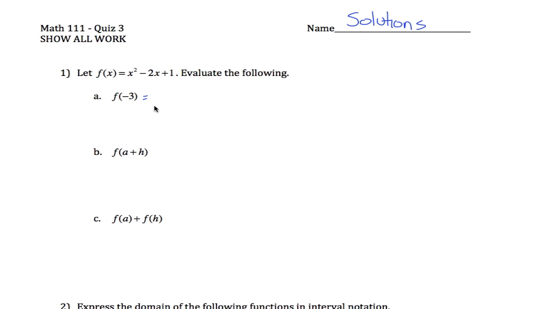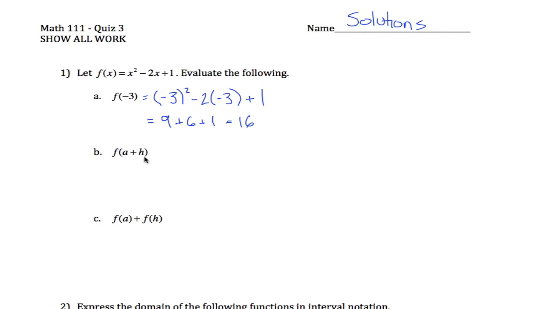What f of negative 3 means is what would you get if you put in negative 3 into this machine, if you replaced all the x's with negative 3's. So what you'd get is negative 3 squared minus 2 times negative 3 plus 1. Now, you can then simplify. Negative 3 squared is 9. Negative 2 times negative 3 is positive 6. And 9 plus 1 plus 6 is 16. So f of negative 3 is 16. In other words, if you put negative 3 into this machine, this function, 16 comes out.